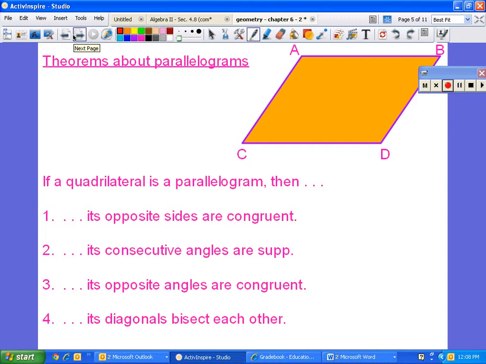So, you will recall yesterday we went over the first three properties of parallelograms. Today we're going to focus on the last property. So when you have a parallelogram, the diagonals bisect each other.